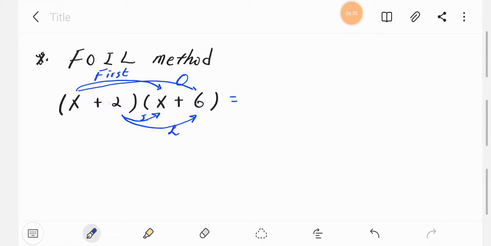So this is how it works. So multiply the first terms. So first terms are x and x. So there will be x times x. That is x squared, right? And then the outside terms, so x times 6, plus inner terms 2 times x, plus the last one 2 times 6.